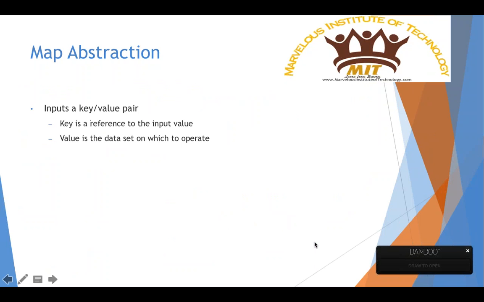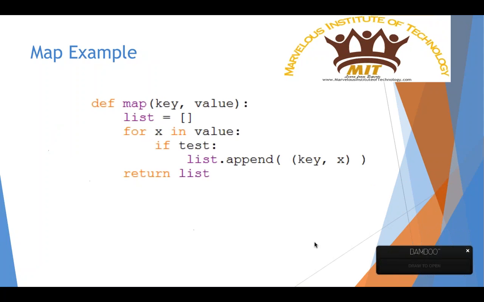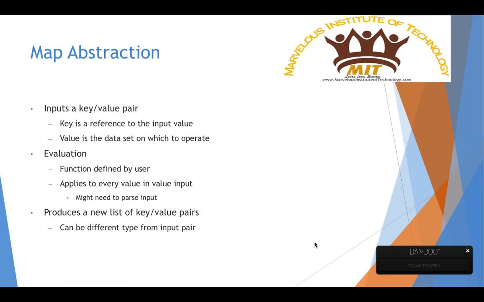Now let's see the map abstraction. What is a map abstraction? What are we going to do in the map phase? It takes the input key value pairs. Who will give them? Your record reader. The key is a reference of the input value. If you take the default text input format, the key is the offset and the value is the rest of the line. The value is the data set on which to operate.